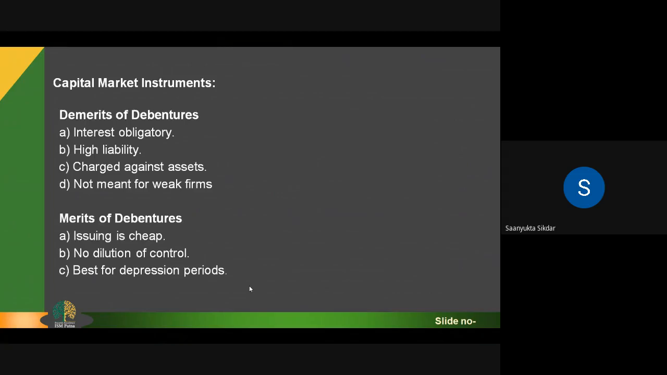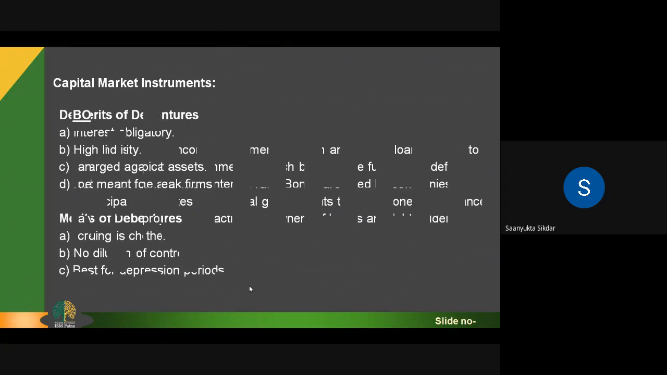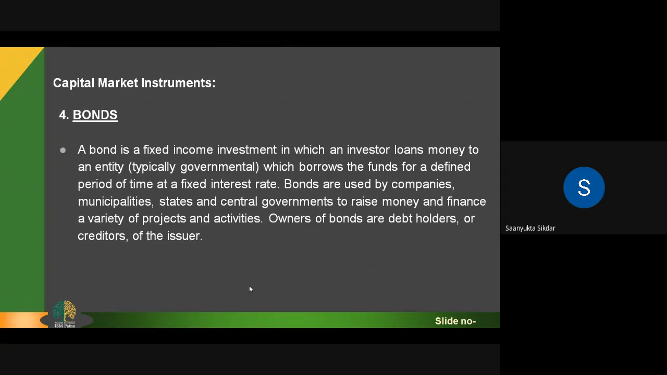Merits of debentures. Issuing is very cheap. There are not many rules and regulations which need to be followed, and there is no dilution of control. A debenture has nothing to do with the ownership. It is just borrowing funds from others. Best for depression periods. Whenever a depression period is going on, debentures can be issued to overcome it.